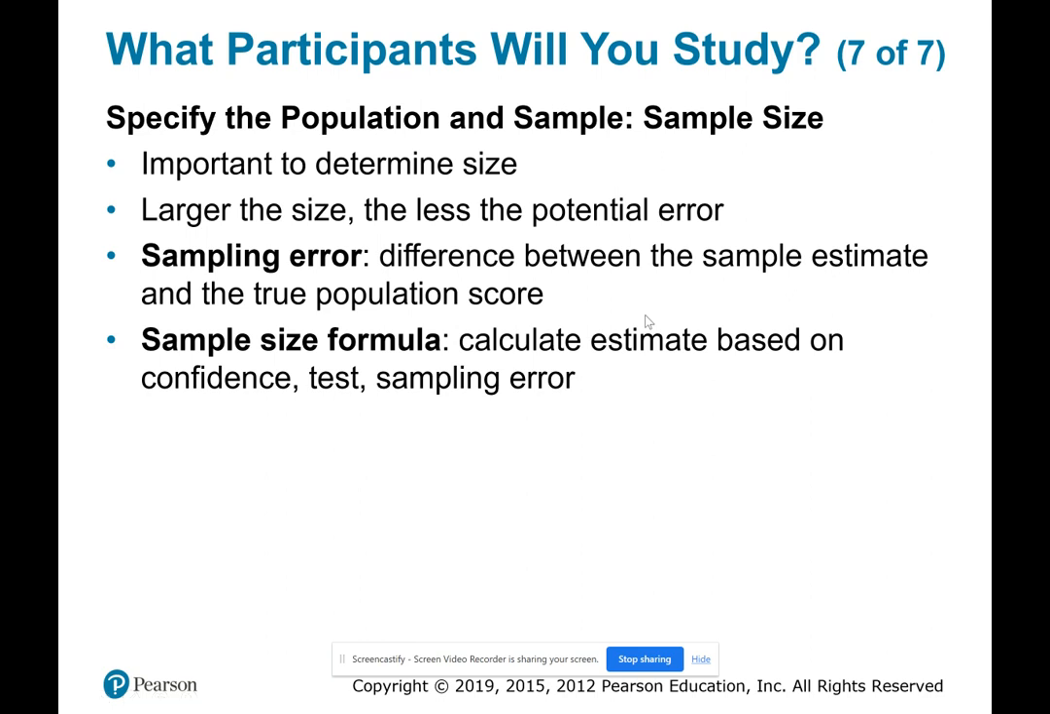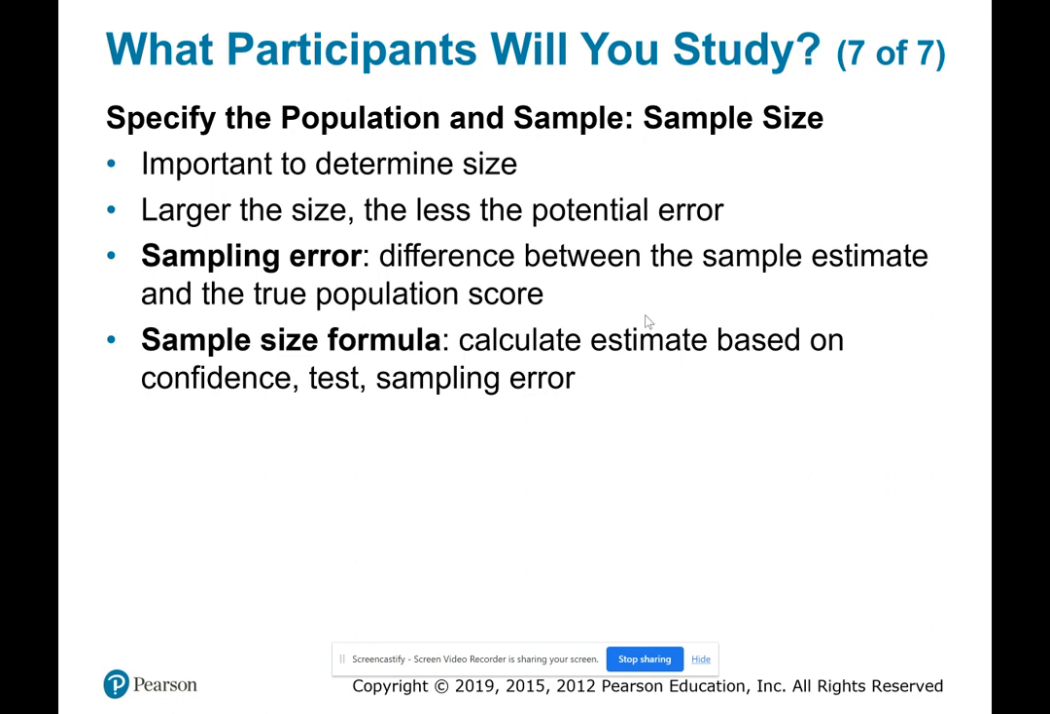It is important to determine the size of your sample. Generally, it's good to select the largest sample possible for your study because it will yield less room for error that the sample will be different than that population. You have sampling error, which is the difference between the sample estimate and the actual population score. And then you have sample size formulas, and they're used to provide a way to calculate your sample size based on multiple factors. Using a formula takes the guesswork out of figuring out the number of participants to study and gives an accurate estimate of your sample size.